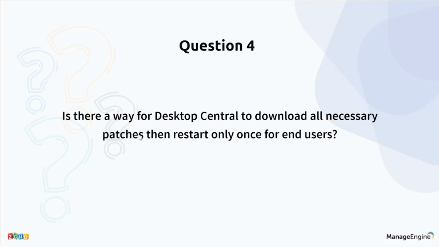Moving on to our fourth question. Is there a way for Desktop Central to download all necessary patches, then restart only once for end users? So the answer is yes, there is. So you can create an APT task or a configuration with all the necessary patches, and you can set the reboot time well after the deployment time. So in this way, it will only restart once for the end users.